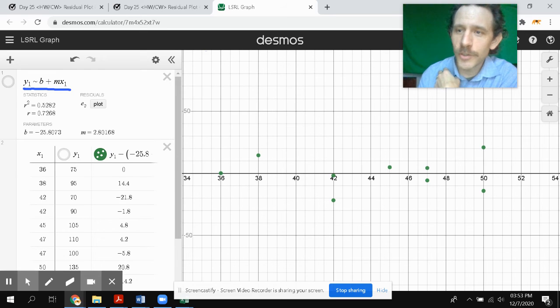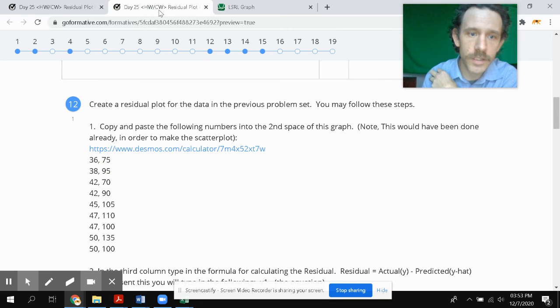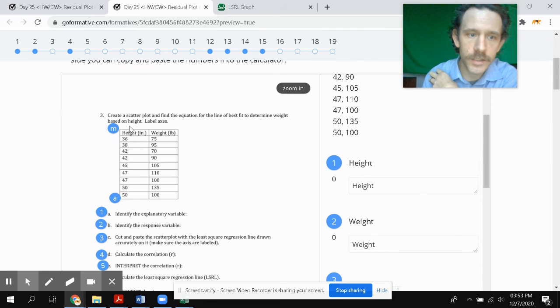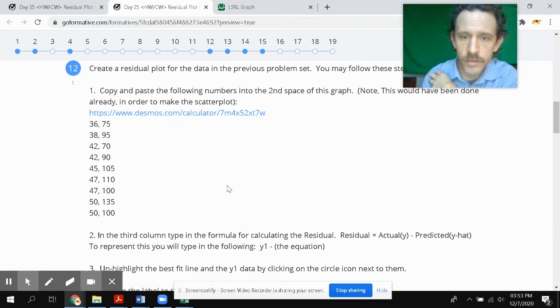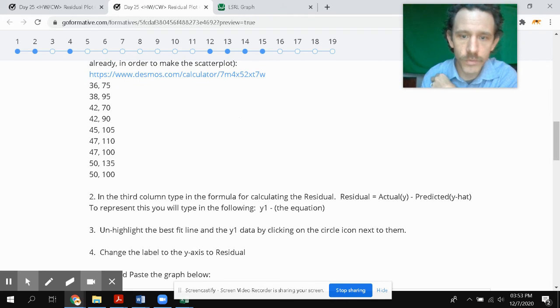Now, all graphs have to have labels. So we still have to go to this wrench and plug in the labels for the x-axis and the y-axis. The x-axis is going to be the same context. If we go back to the worksheet, what's the context for x? You can look at it up here, it's height. The problem should tell you which one's your x and which one's your y. You should get that information and know what that is.